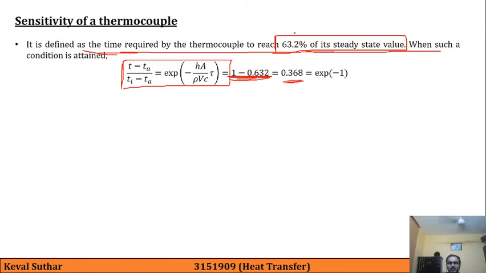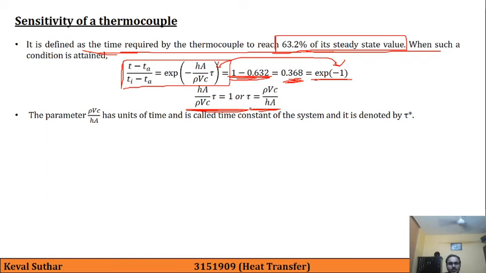36.8%. So you can think of this as downloading any file from internet, that if we have already achieved 63.2% of our file size, then we are only left with 36.8%, and it is equal to exponential of -1. So here when we compare this with this, then we can say that HA upon rho Vc into tau is equal to 1. So the value of tau is equal to rho Vc upon HA.